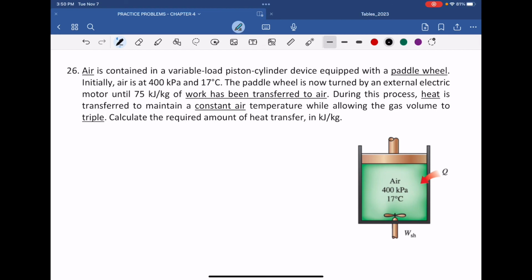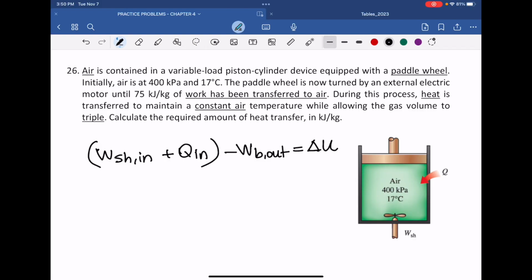So the only way to calculate the amount of heat transfer is if we write down the energy balance. Basically, energy is being transferred: shaft work is getting in, heat is getting in. That should be pushing the piston out. And therefore, these are the energies that are getting in, and the boundary work is getting out because this is a piston cylinder device, changing the internal energy of the system.